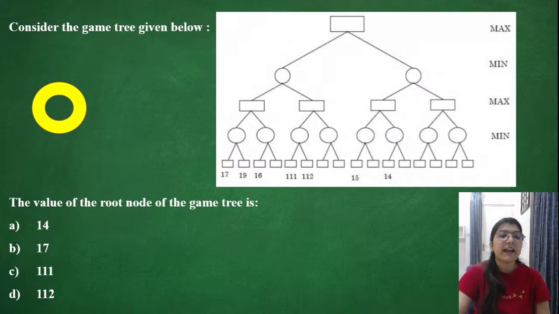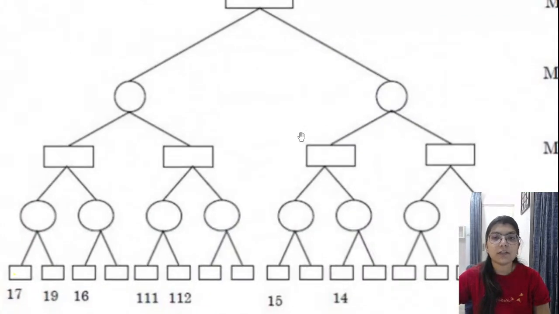Next one, the value of the root node of the game tree is. So this is from your AI alpha beta pruning, the max min max tree. So this is your min max tree. Now they are asking you the value at the root, and here they have clearly mentioned that at this level the values are 17, 19. This level is taking all the minimum values, so you have to compare and take the minimum value, this level is taking the maximum one, this again taking minimum and this root is taking the maximum value. So I'll zoom in for you and then you can try to solve this question.